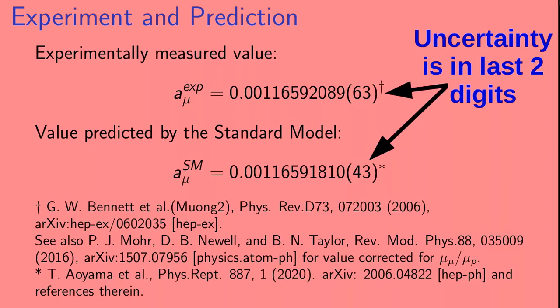Okay, so let's take another look at those numbers. So the first thing to mention is that the uncertainty on the experimentally measured value and the uncertainty on the value predicted by the standard model are given in parentheses at the end of the result. So for example, for the experimentally measured value, the error bar on that result is 63 × 10⁻¹¹. And for the value predicted by the standard model, the error bar on that is 43 × 10⁻¹¹.